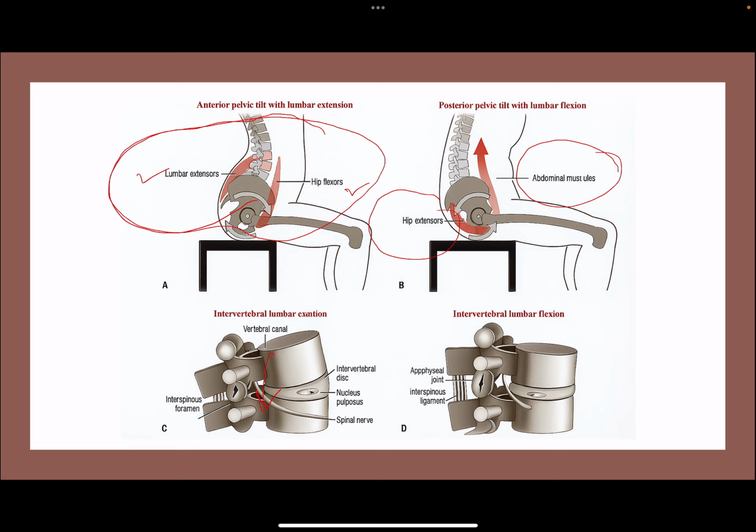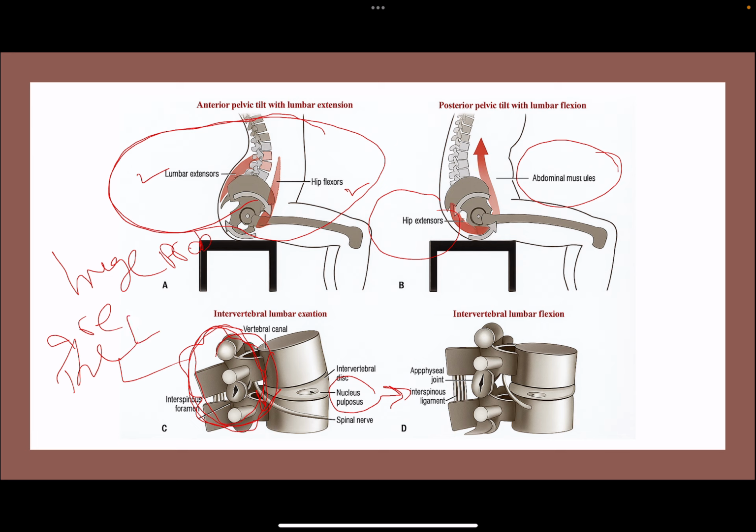It compresses the back of the disc. The nucleus pulposus can be bulged anteriorly, okay, and there is stress on the posterior elements or components of the vertebrae. Huge problems are caused by lower cross syndrome if not treated. Huge problems.